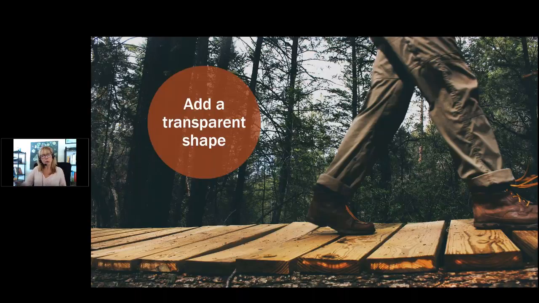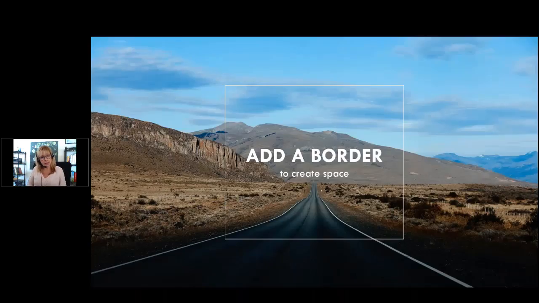How about adding a border? Now, at the end of episode 4, I talked about this technique to create space. By adding this border over our photograph and putting the text inside of it, it helps to visually separate that picture and the text.